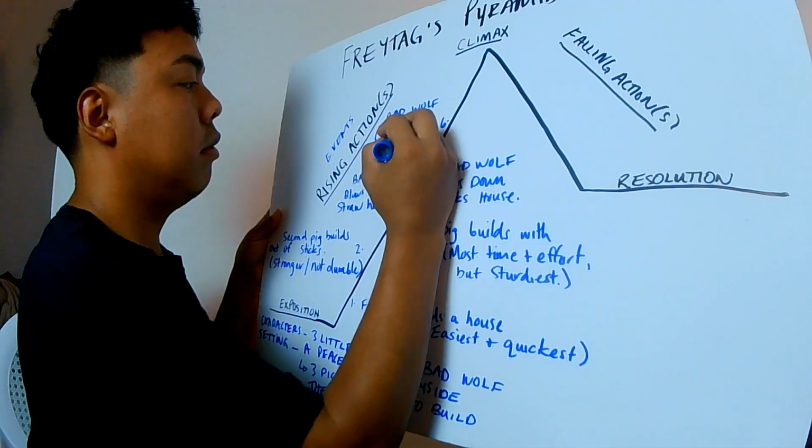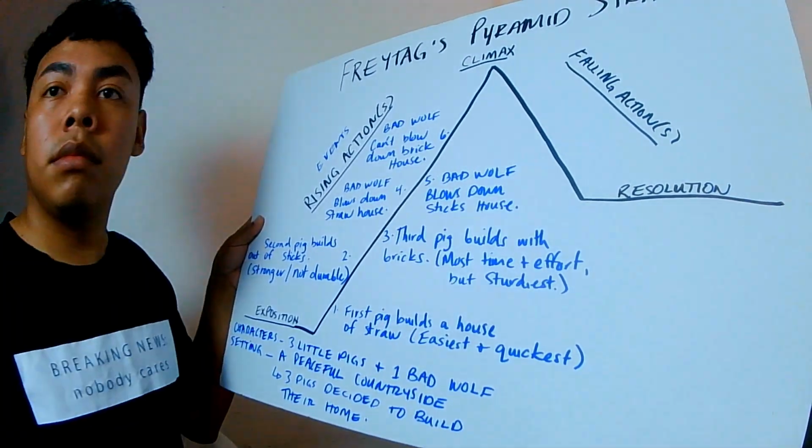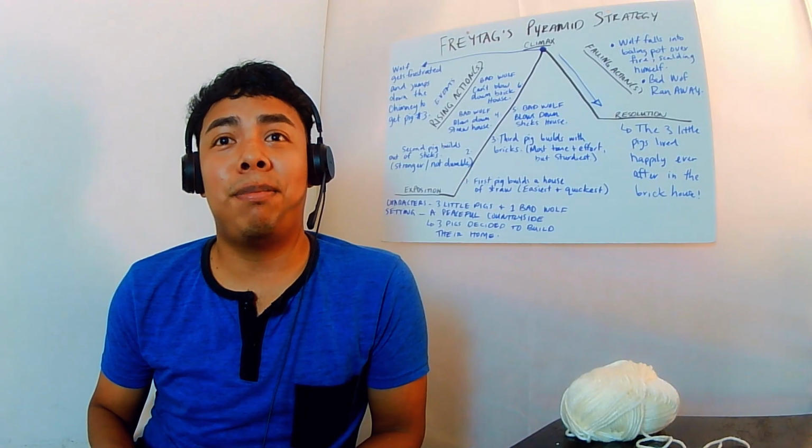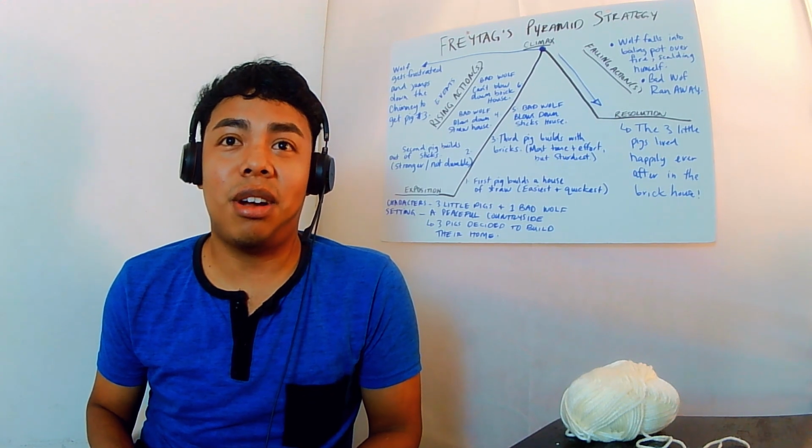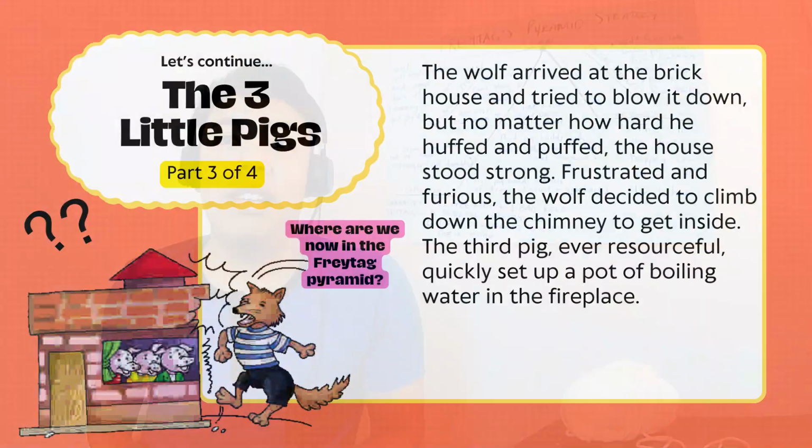The wolf arrived at the brick house and tried to blow it down, but no matter how hard he huffed and puffed, the house stood strong. Frustrated and furious, the wolf decided to climb down the chimney to get inside. The third pig, ever resourceful, quickly set up a pot of boiling water in the fireplace. So in this extra paragraph now, we can identify the last event in the rising action, which would be the bad wolf not being able to blow down the brick house.